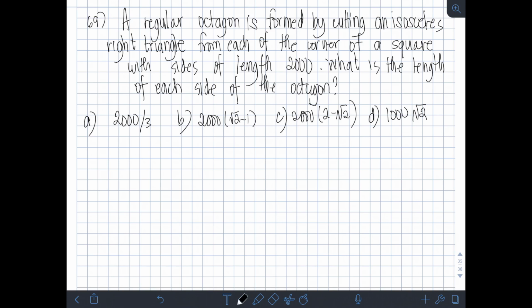Okay, so meron daw tayong square kung saan bubuo tayo dito ng octagon by cutting dito sa apat na corners niya ng isosceles right triangle. Okay? So, ano daw yung dimension ng mabubuo nating octagon? So, let's say x yung side nung octagon natin.